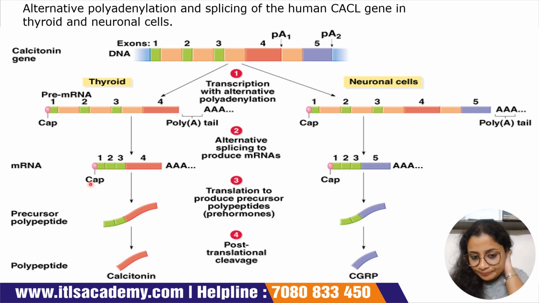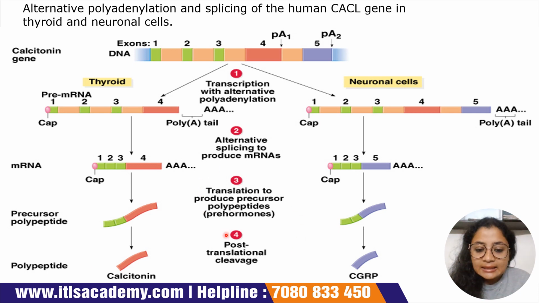See, only this number 4 exon is remaining, while the sequences in between, 1, 2, 3, have been spliced off. So these 1, 2, 3 are clubbed together and we have the 4. Same in this case, but instead of 4, we are having the 5. That is the difference in case of the neuronal cells.